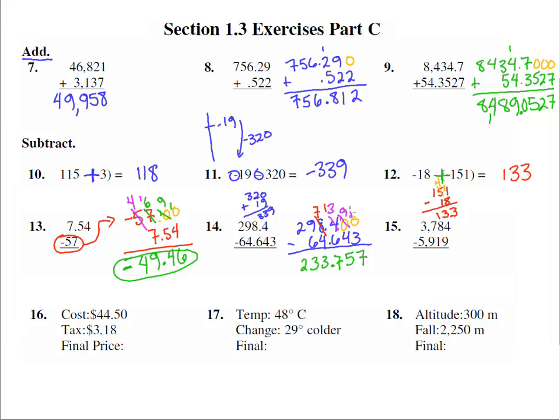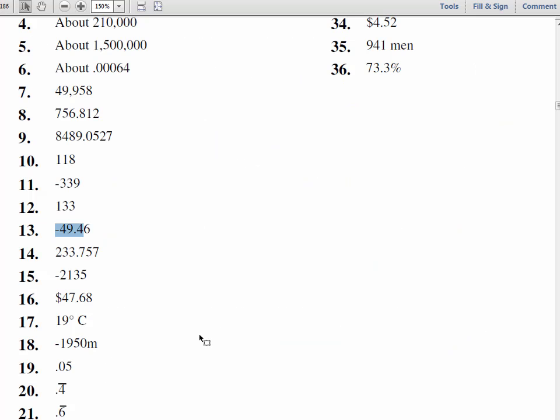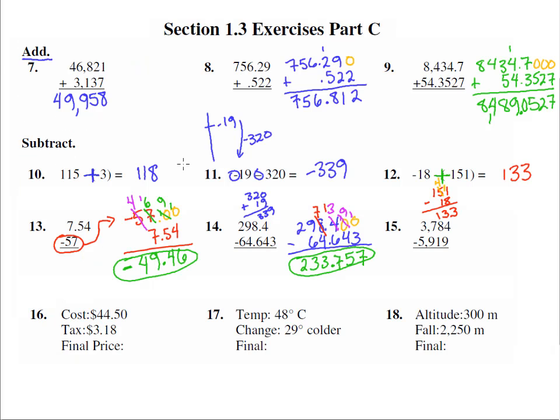We had a big positive number subtracting this other smaller number, so we're going to end up positive. 233.757. Let's check our answer. 233.757. Indeed. Number 15.